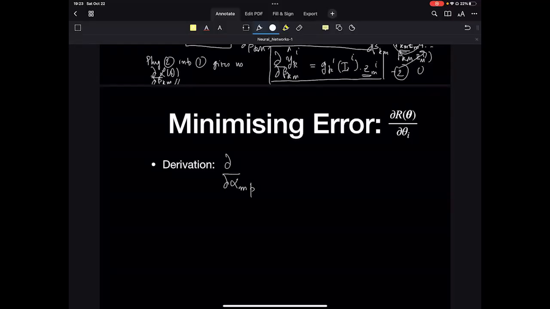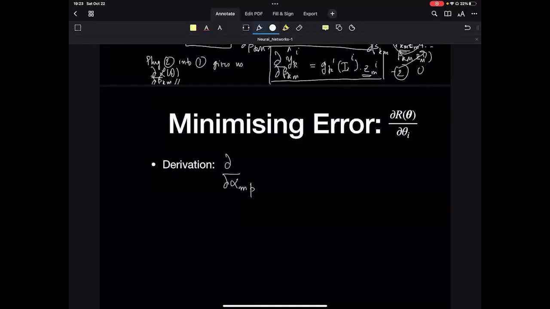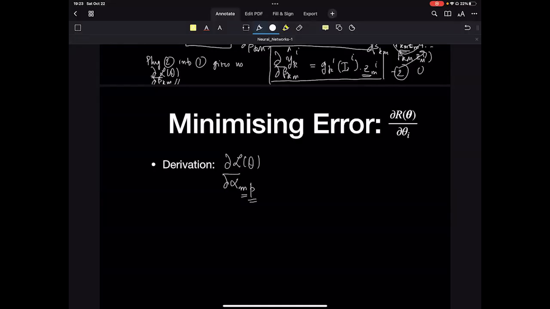Right, so this is the weight that is going to multiply the pth input when it is connected to the mth hidden layer. That's what we are interested in. And this, we are finding the loss function, the partial derivative of the loss function with respect to alpha MP. In other words, what we are doing here is we are trying to understand the impact of a small change in alpha MP on the loss.